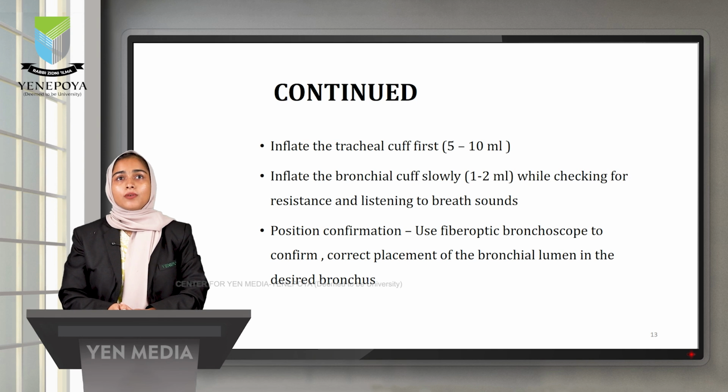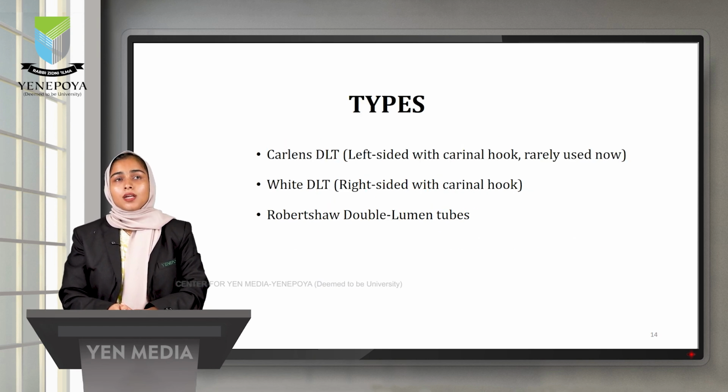After that, first we have to inflate the tracheal cuff, then inflate the bronchial cuff while checking for resistance and listening to the breath sounds. For position confirmation, we have to use a fiber optic bronchoscope to confirm correct placement of the bronchial lumen in the desired bronchus. There are three types of double lumen tube.